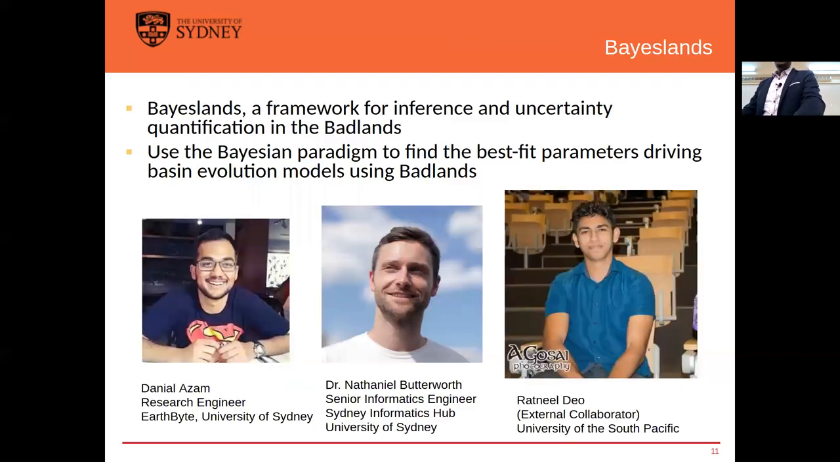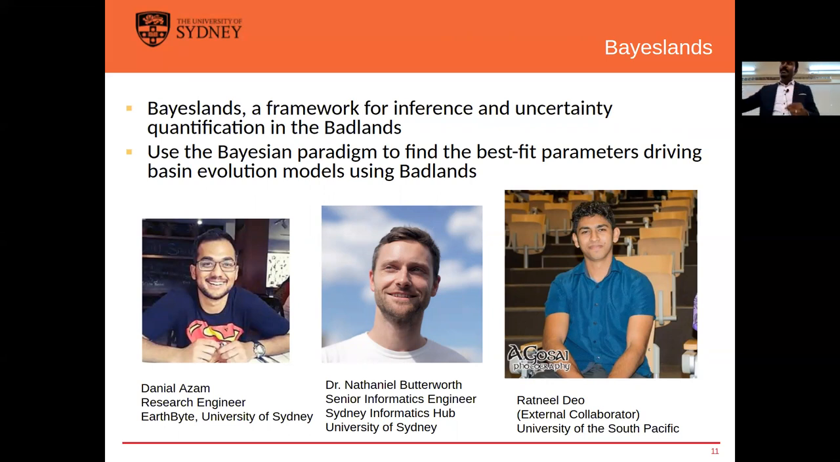So, this is the team. Daniel is a research engineer with me, and Nathan is in the Sydney Informatics Hub. And we have our local collaborator here. He's not here now, but Ratneel came over for an internship, and then he helped me develop some of these models. You can see that there's something in common with all these three guys, right? They look very happy. And you know why? Because they are working with me. So I try to keep them happy.